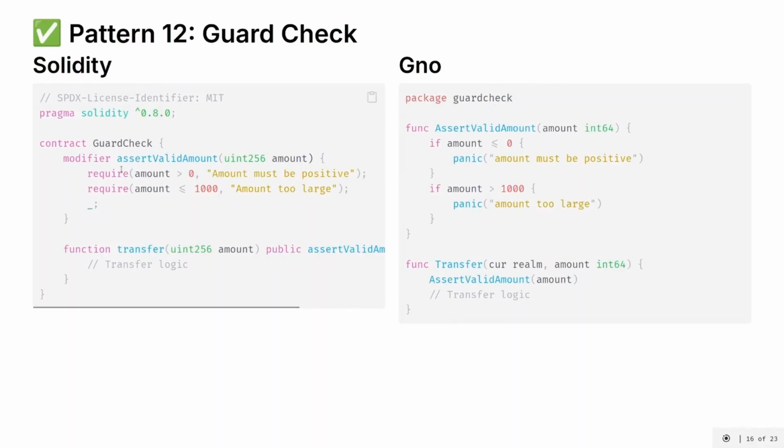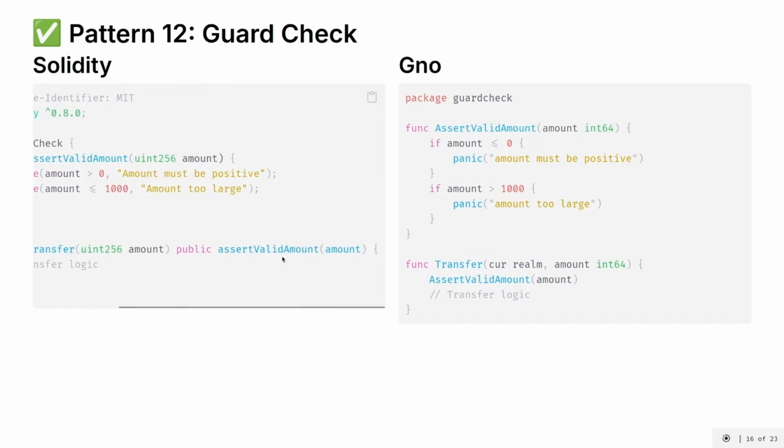A guard check is a modifier. Basically, you set a modifier, you put it right in the modifier field, and in GNO, you put it at the beginning of the functions.